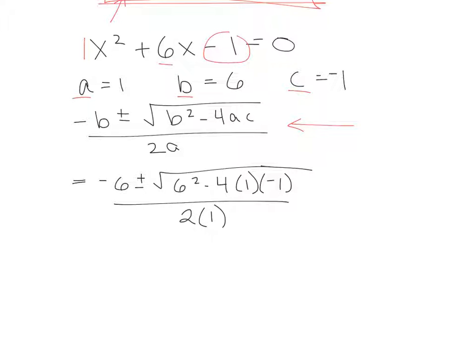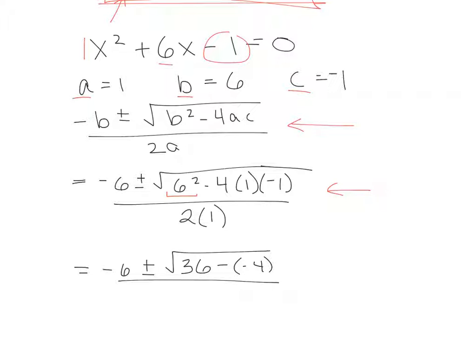When you plug those values in, we should get negative 6 plus or minus the square root of 6 squared minus 4 times 1 times negative 1. First, we're going to do 6 squared. 6 times 6 is 36, so we have negative 6 plus or minus the square root of 36 minus 4 times 1 times negative 1. So 4 times 1 times negative 1 is a negative 4. And we're going to divide that by 2 times 1, which is 2.